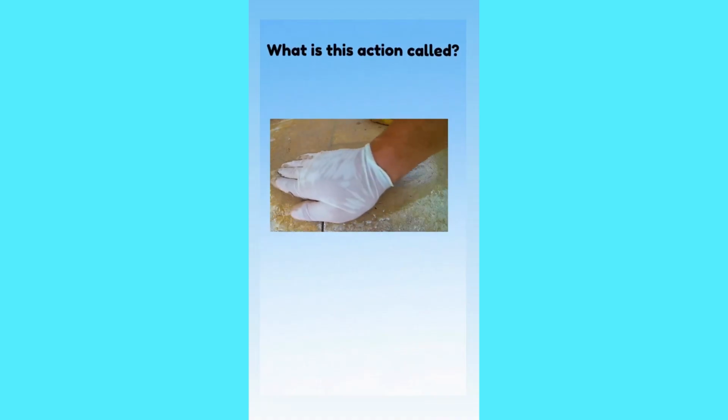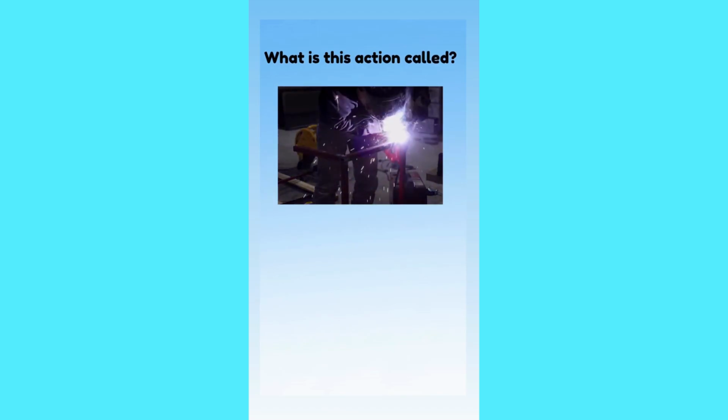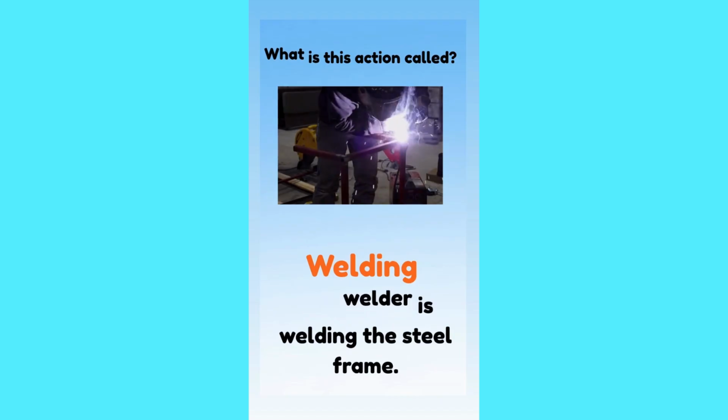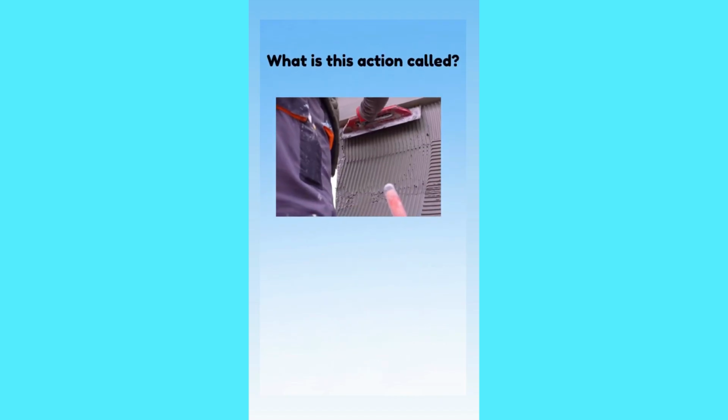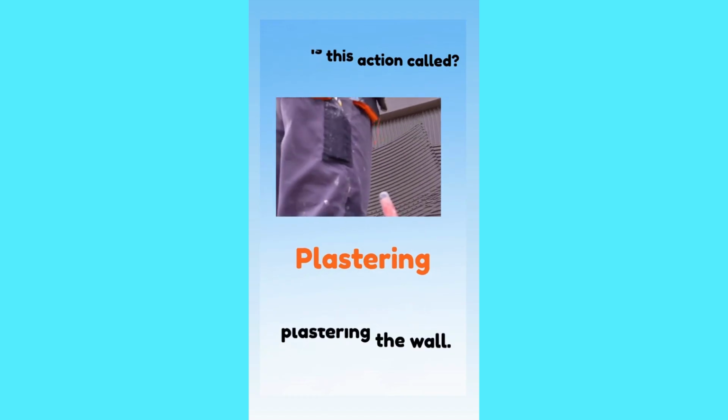What is this action called? Grouting. The worker is grouting the floor joints. What is this action called? Welding. The welder is welding the steel frame. What is this action called? Plastering. The mason is plastering the wall.